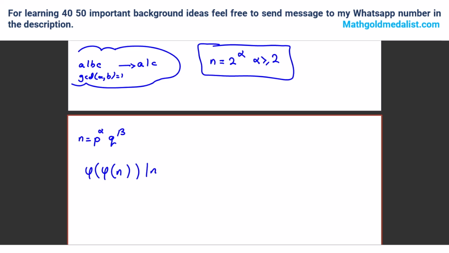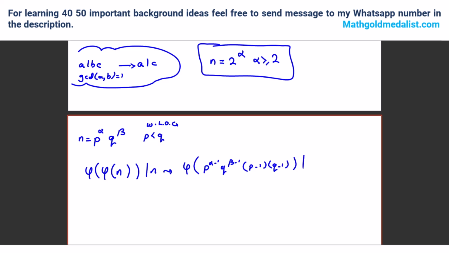Want hint or want to keep trying? Could you give hint? Okay, sure. So let's try it together. Without loss of generality, suppose P is less than Q, okay? Okay. Now we can say phi of n is what in terms of P, Q, alpha, beta? P raised to alpha minus 1 times P minus 1. Q raised to beta minus 1 times Q minus 1. Yes, exactly.